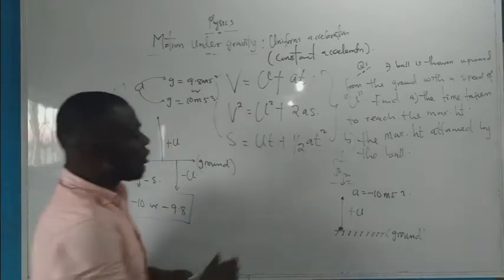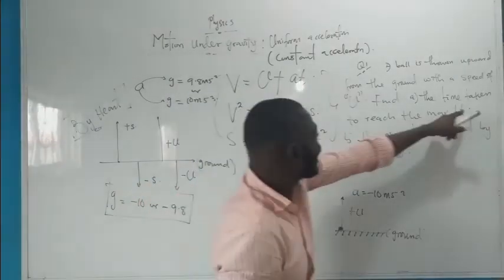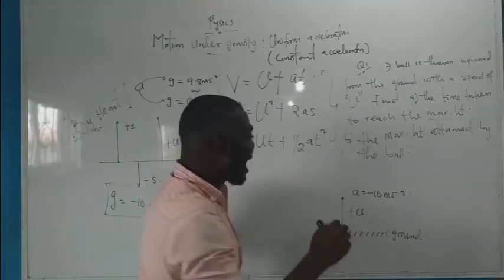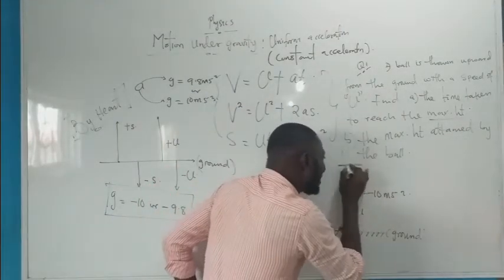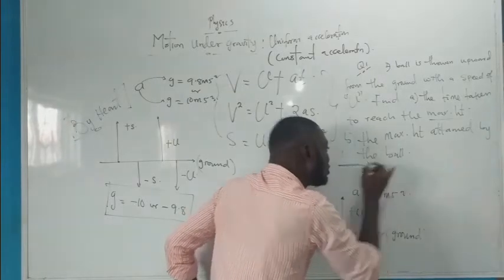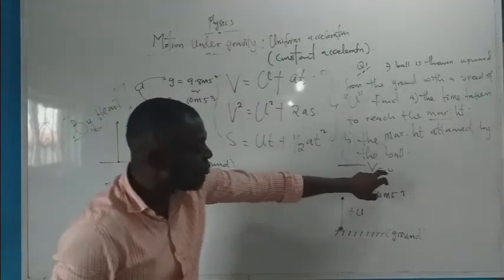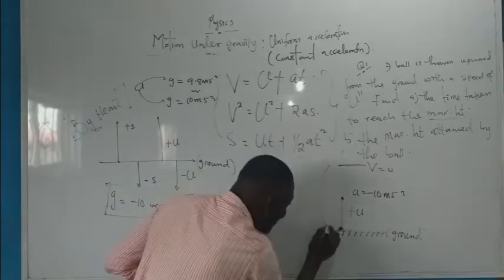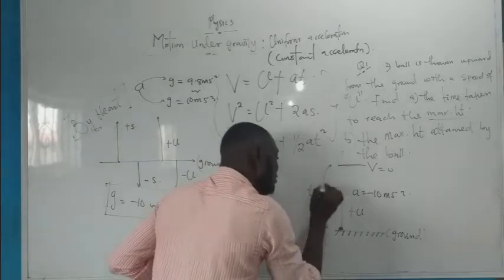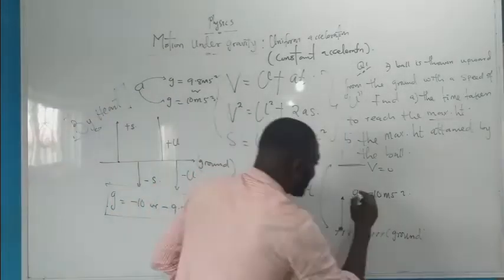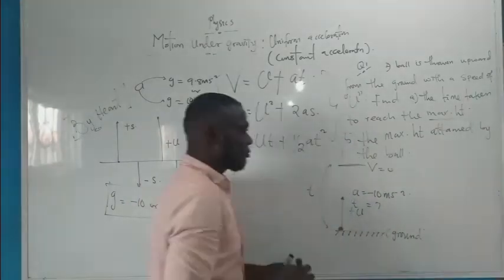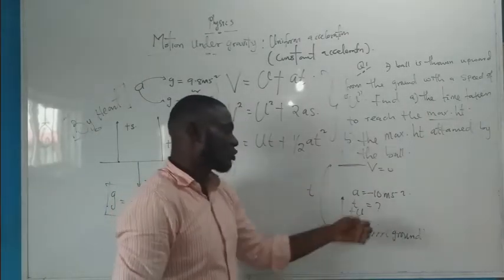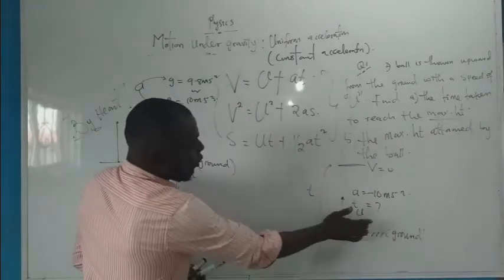What else are we given? We're asked to find the time taken to reach the maximum height. At maximum height, V equals 0. So the time taken to move from here, that's the time, small t. So T is unknown. We have V equal to 0, A equal to minus 10 meters per second squared, T is unknown, and U is positive.